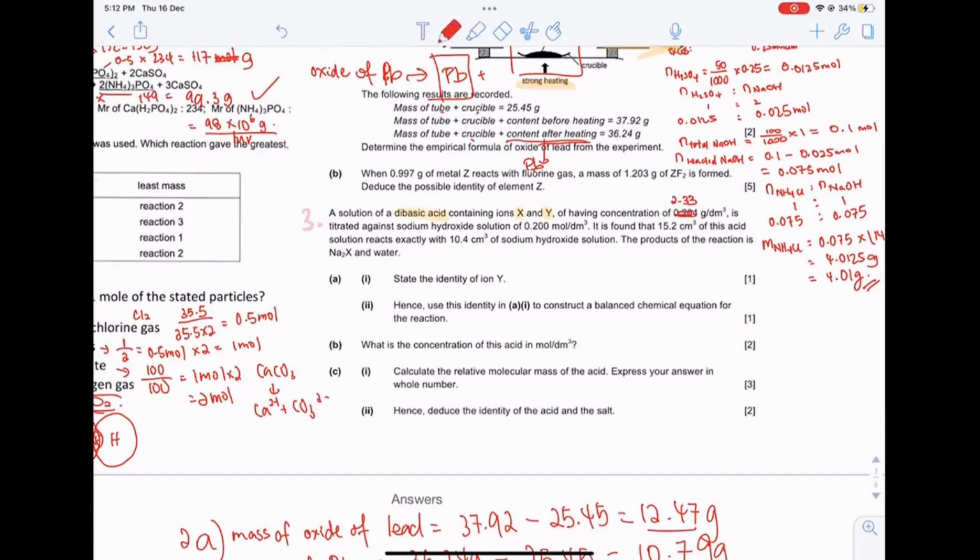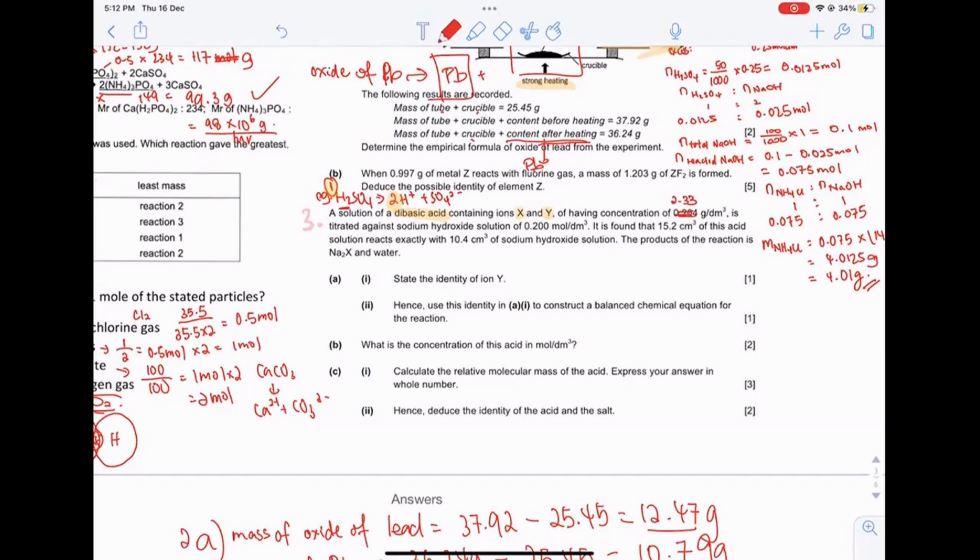Not sure whether all of you know what a dibasic acid is. A dibasic acid is like H2SO4, meaning 1 mole of the acid will dissociate to give you 2 moles of H plus ions. That is a dibasic acid. So it is titrated against sodium hydroxide solution. We don't look at the calculations first because A part 1 doesn't need that.